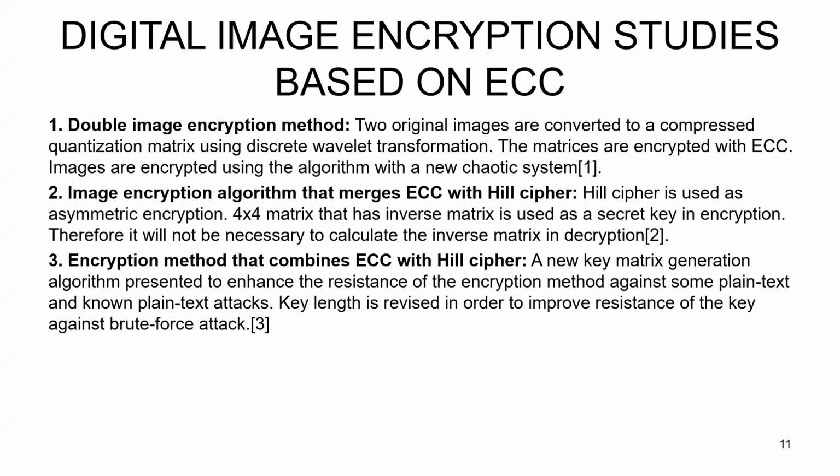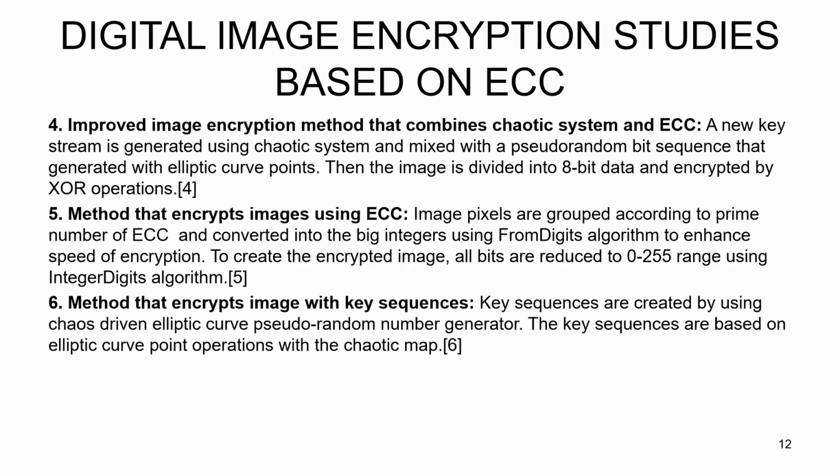Number three, encryption method that combines ECC with Hill cipher. A new key matrix generation algorithm is presented to enhance the resistance of the encryption method against known plaintext and chosen plaintext attacks. Key length is revised in order to improve resistance of the key against brute force attack.